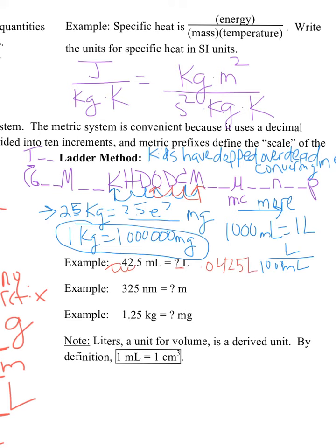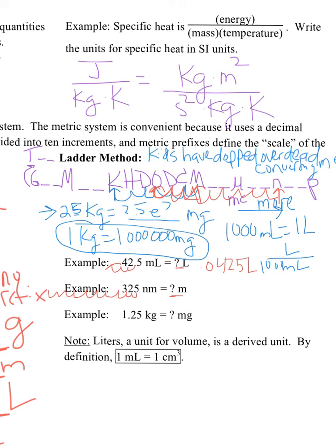I can do the same thing. Here I have nanometers, which is way over here, and I want to go to meters, which again, there's no prefix in front of meters. This is not milli. If it was millimeters, there would be 2 M's, but it's just 1 M for meters, and there's no prefix. So I'm going to move 1, 2, 3, 4, 5, 6, 7, 8, 9 places again to the left, because meters is to the left of nanometers.